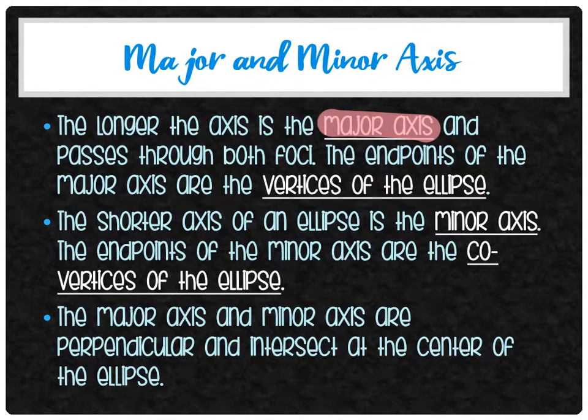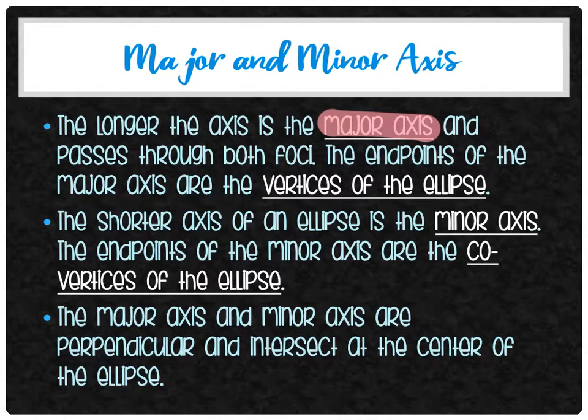It passes through both foci. A focus is a point along the major axis, which you'll see in a minute. The endpoints of the major axis are the vertices. The shorter axis is called the minor axis, and its endpoints are the co-vertices. So you've got vertices on the major axis and co-vertices on the minor axis.